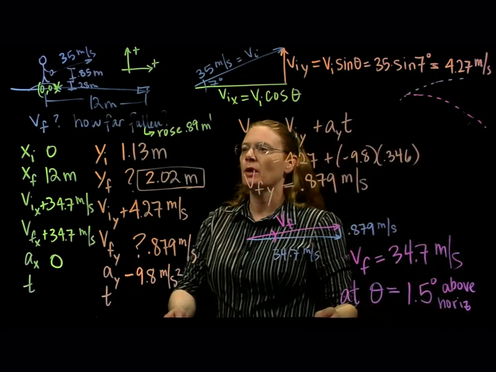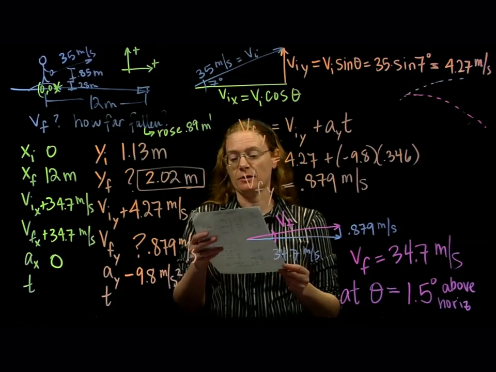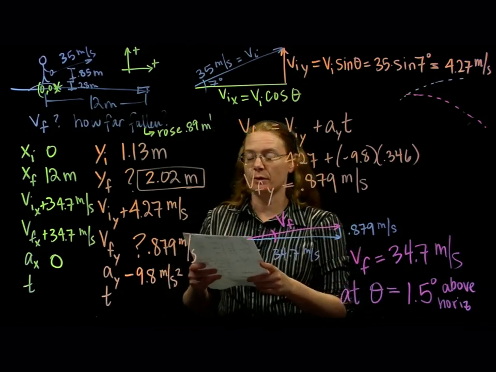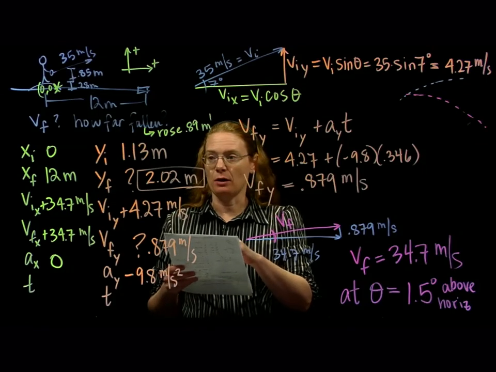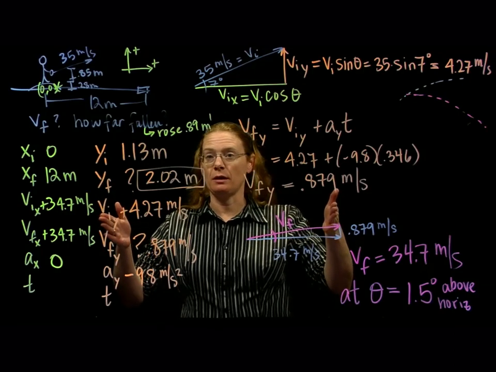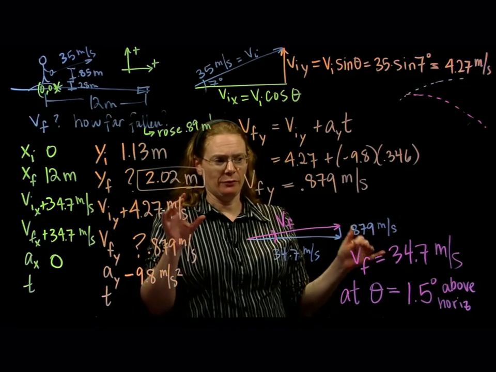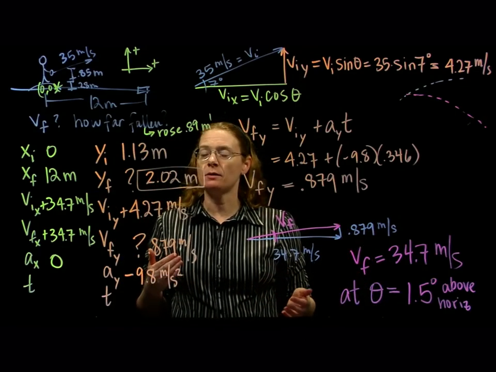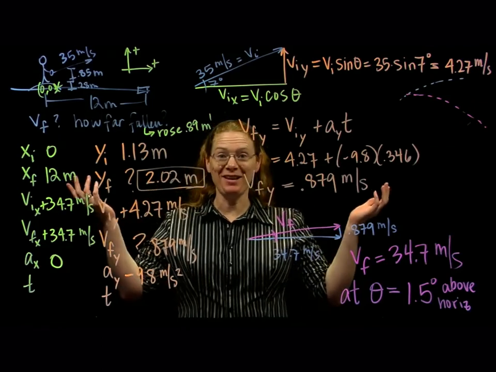Not much. So did we answer the questions? The questions were, how fast is it going? 34.7 meters per second, going up at 1.5 degrees above horizontal. And how far has it fallen? Well, it hasn't fallen. It actually rose by about 89 centimeters. Reasonable answers, even though some of them were kind of weird, rising that. But it does seem reasonable. It makes sense compared to our other problem. So I think we've got this one done. All right, good job.